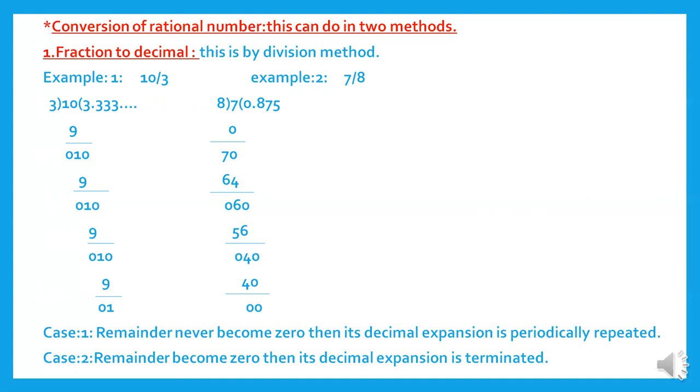That is, if the remainder never becomes 0, then the decimal expansion of the rational number is periodically repeated. Second one, if the remainder becomes 0, then the decimal expansion of the rational number is terminating.